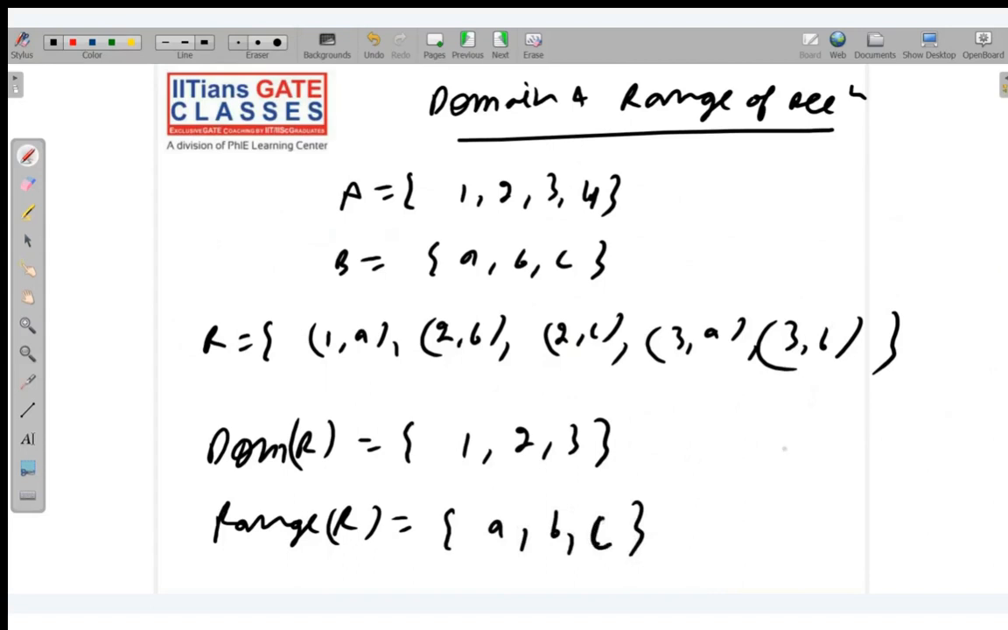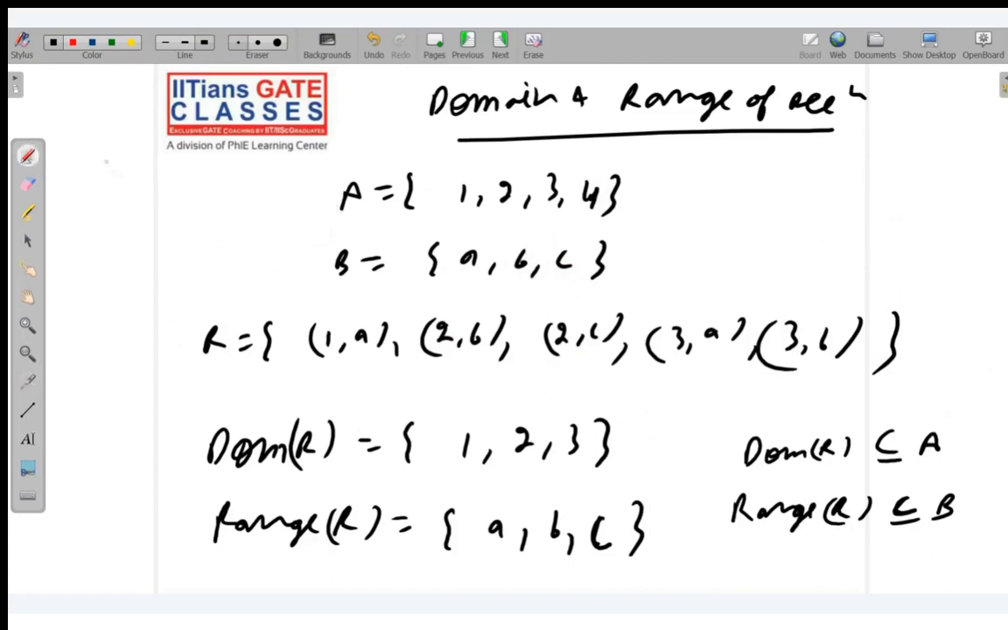Now from common sense, I can derive one thing that is for sure: domain of R will be a subset of A, and range of R is also a subset of B. No doubt we have taken the entire B here, but it is by chance. That is one of the relations I have shown you. How many relations are possible, by the way? 4 into 3 is 12. So 2 power 12, which is 4096.